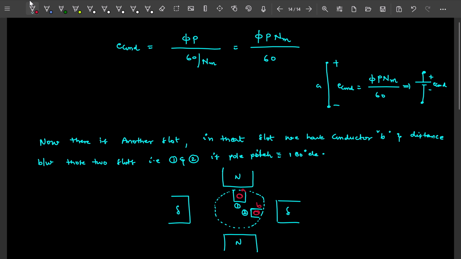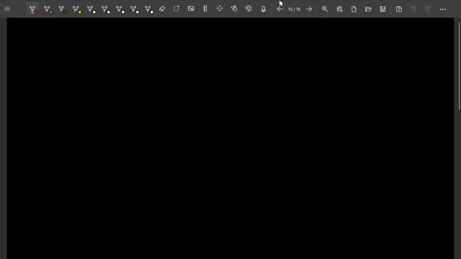That is, this is the angular distance between these two. Okay, this angular distance is there, no? This angular distance is nothing but 180 degrees electrical. That is, these two are there. Now that is the angular distance.